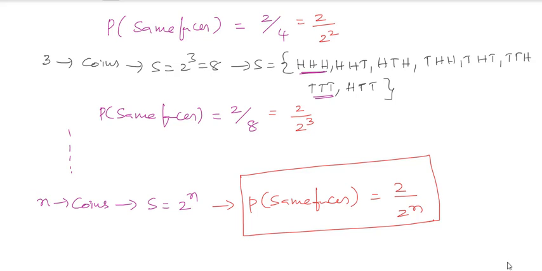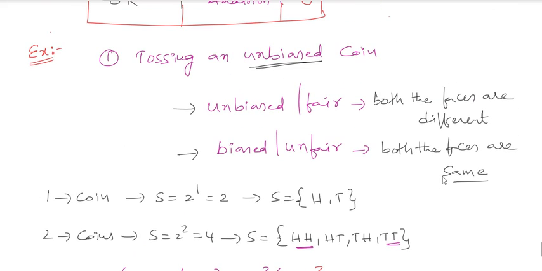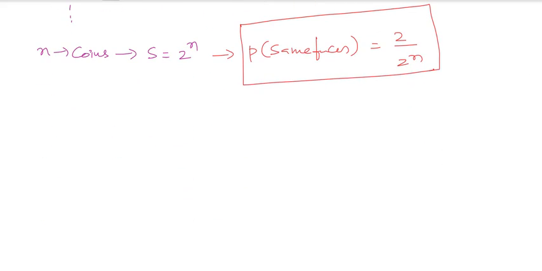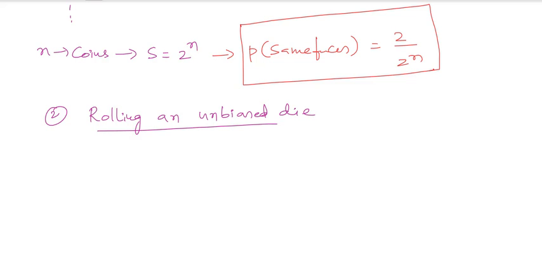Similarly, can you try this for the die? Is it possible? Take an example of that. So that is rolling a die, rolling an unbiased die.